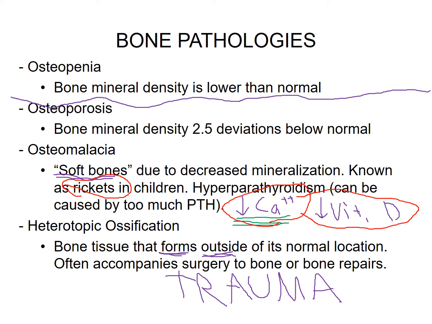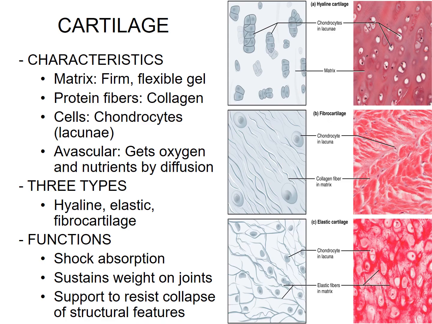All right, let's do a quick review on cartilage, and then we'll talk about how cartilage grows, and we will be all done for this chapter. So remember the characteristics of cartilage. We have the circle-looking structures. They're called lacunae, and inside the lacunae are those cartilage cells. We call them chondrocytes. And then everything that's not inside the lacunae is called the matrix.